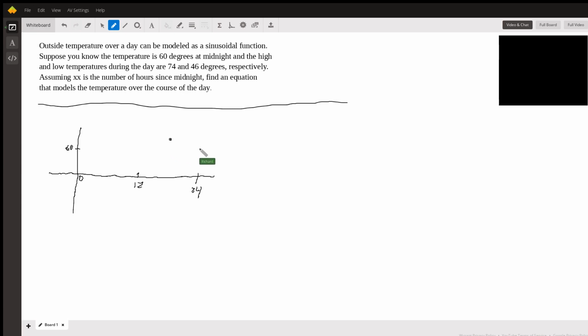So we know it has to get back to 60 again here. And this is 74. We know it has to start at 60. And 46 is the minimum, but we don't know where that minimum lies. But it must be in here somewhere.